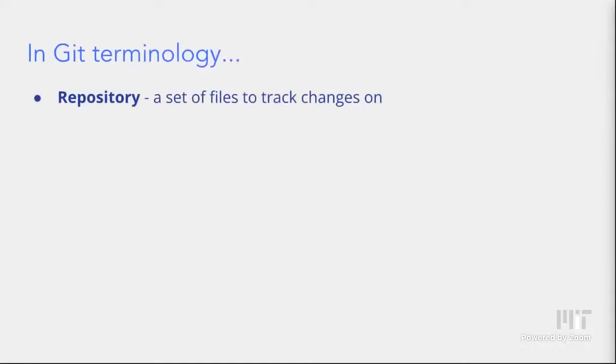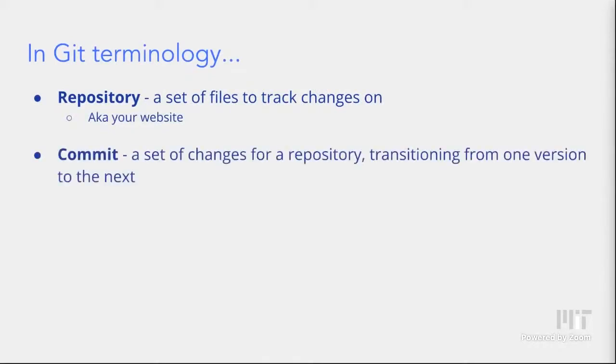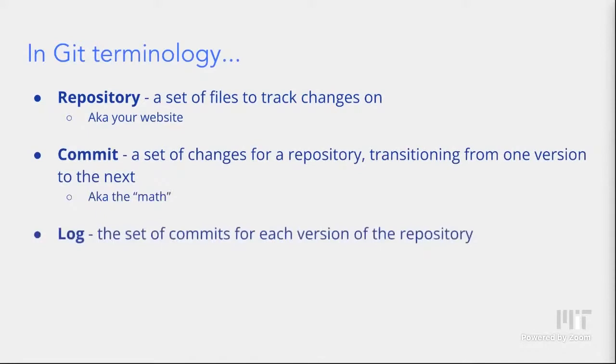So in Git terminology, the repository is your code. It's just the set of files that you're tracking. In this case, for WebLab, it'll be your website. A commit is the set of changes that takes you from one version to the next version. And so that is the math. And the log is the set of commits for each version. So basically, this is the commit history. It's just tracking what changes you're applying at every step. So that's the commit history.